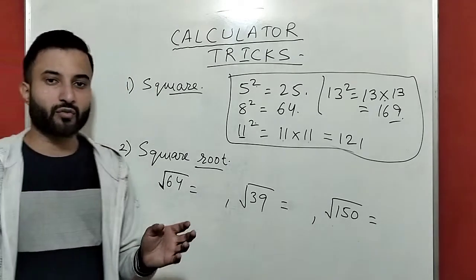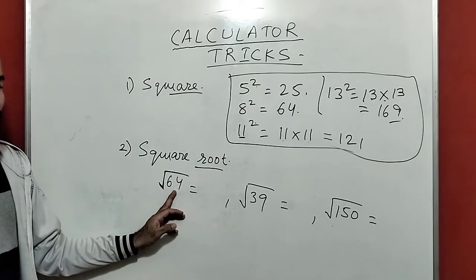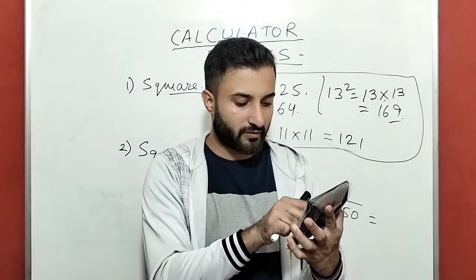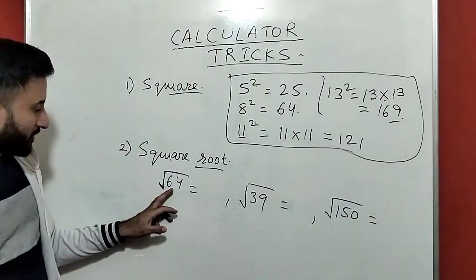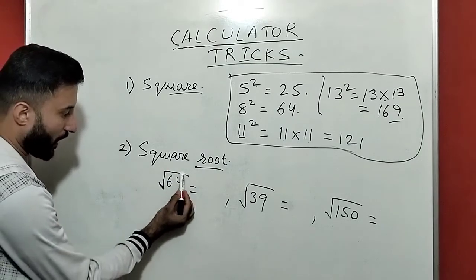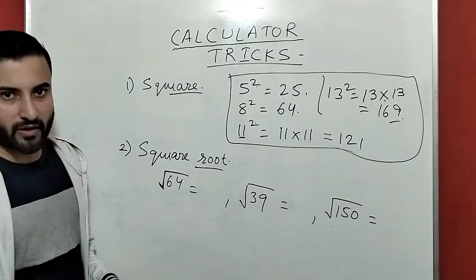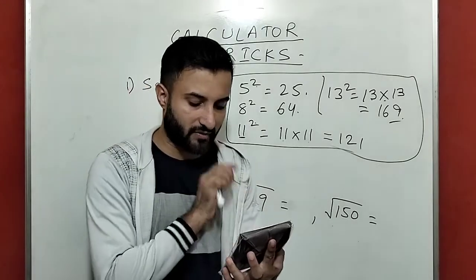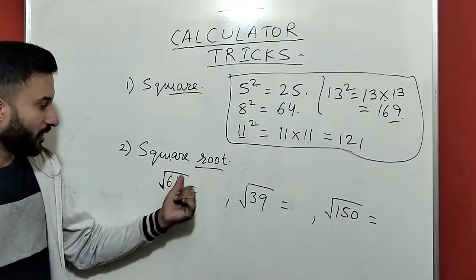See what we will do for square root, whatever the number is given, what is given? 64. So we will type 64. Then after 64, you have to find the square root of 64. Whatever the number, you have to find its square root. So in the calculation, I will type 64. Then after that, this is a square root.